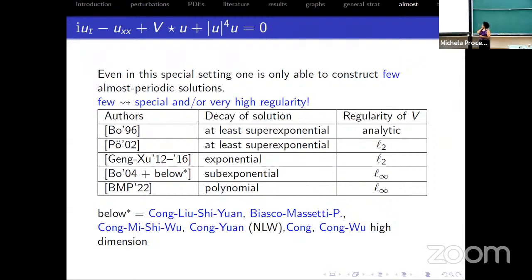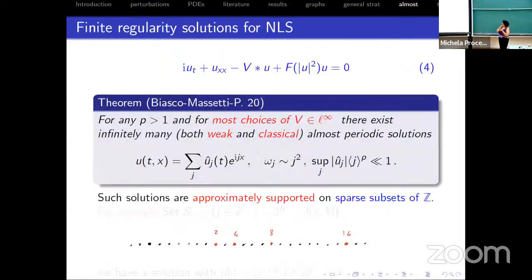So I wanted to end by showing you this result, which is a collaboration with Luca Biasco and Jessica Massetti, and it's very recent. If you look at this list of literature, you will see that here the regularity of the solution decreases, and here also the regularity of these parameters decreases. And then you can read some names. So let me show you the result on low regularity solutions.